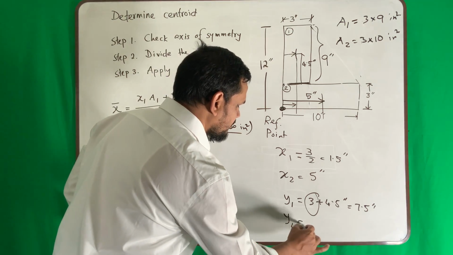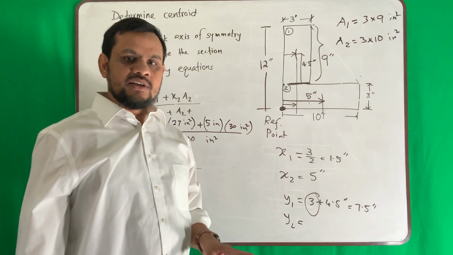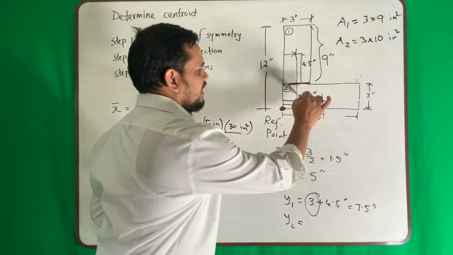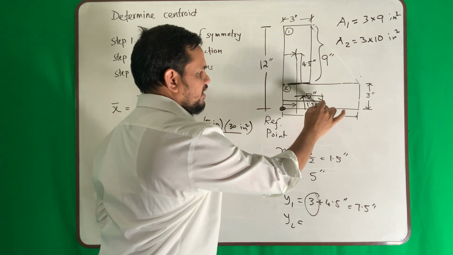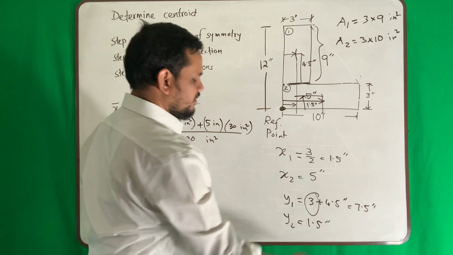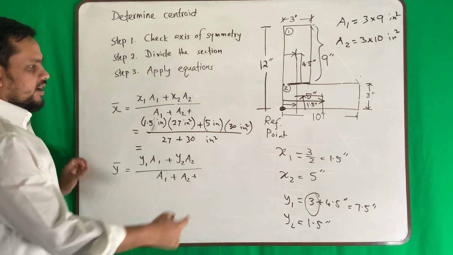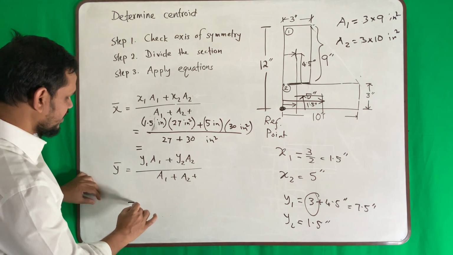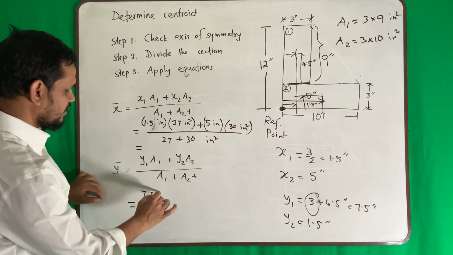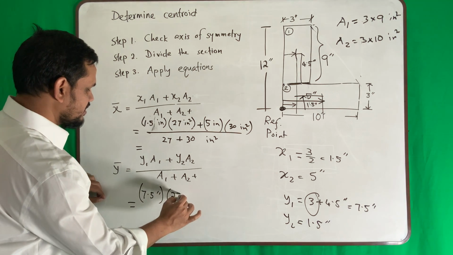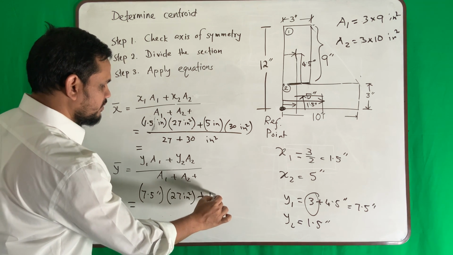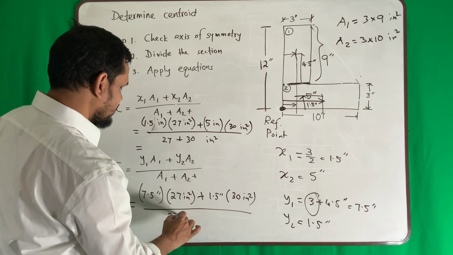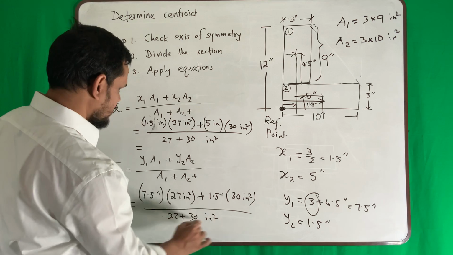Then what is y2? The y component of the centroid of section 2. Section 2 is here and it is 3 inch in height. So at the middle, this is 1.5 inch. So y2 is 1.5 inch. A1 and A2 we already know, so we do not need to find them. So Y1 is 7.5 inch, A1 is 27 inch square, then Y2 is 1.5 inch, A2 is 30 inch square, divided by 27 and 30 inch square.